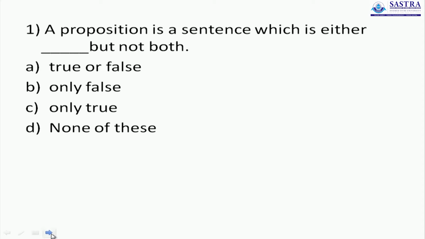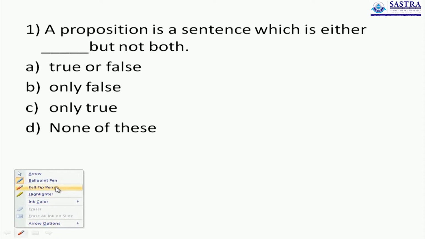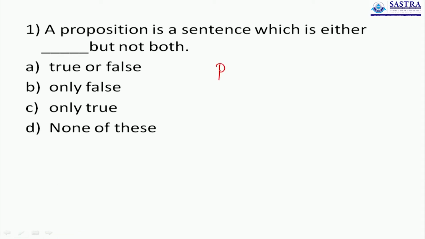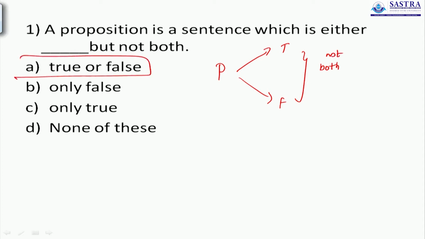A proposition is a statement which is either true or false but not both. Either it is only false, either it is only true, or it is none of the above. You know that any proposition is denoted by a statement P which can either take a true value or a false value, but never both. So option 1 will be right. Any given statement P will take either a true value or a false value, but it cannot take both.